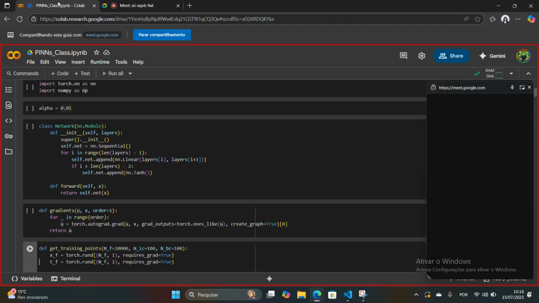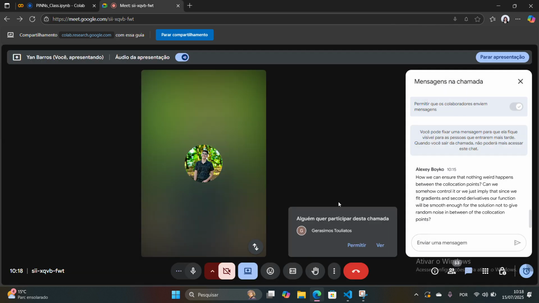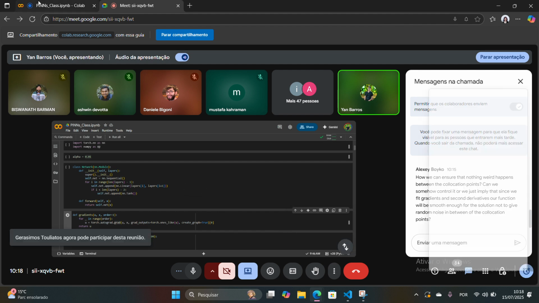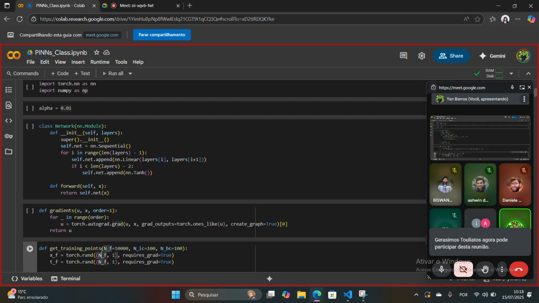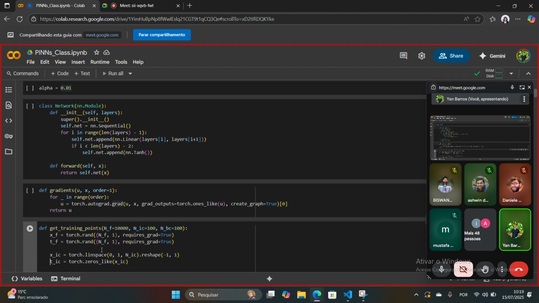Okay, so here we set the gradients. Here in the training points, we have set 10,000 points, and 100 for the initial and boundary conditions. Then we put the requires gradient as true, because we will differentiate those two results here, those two matrices.